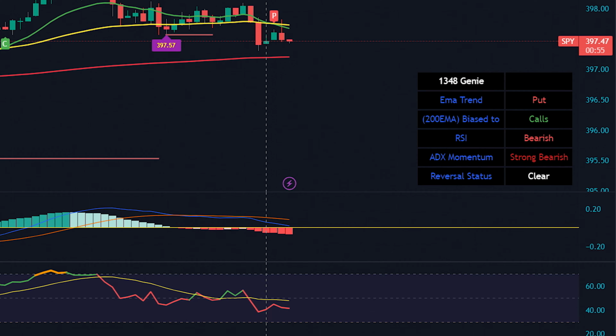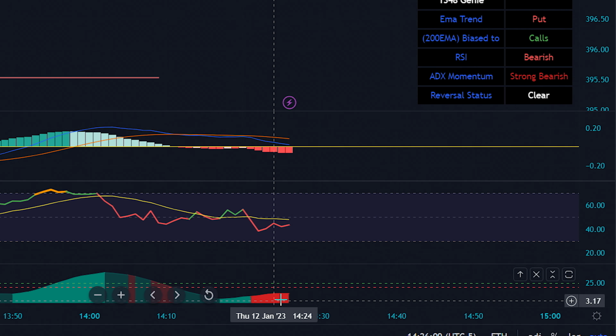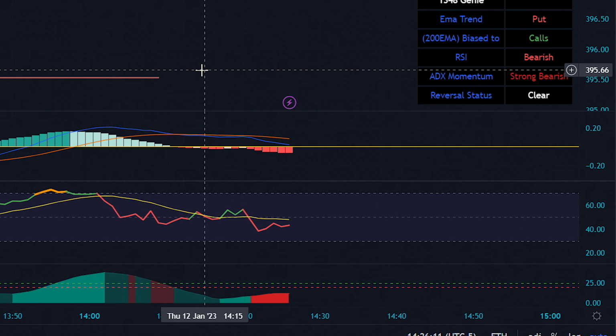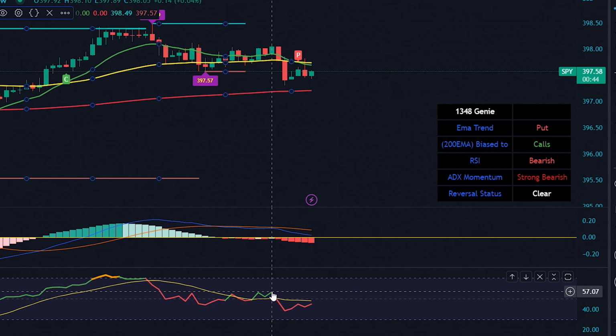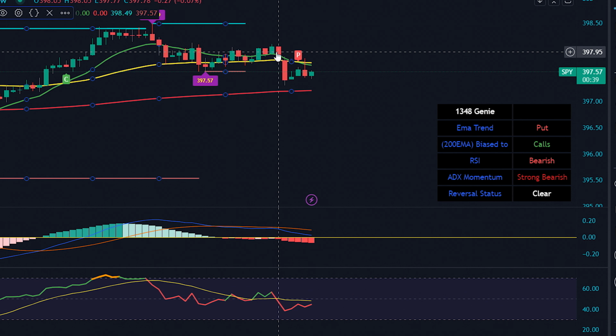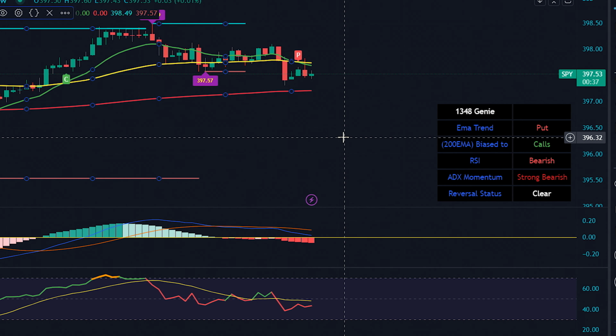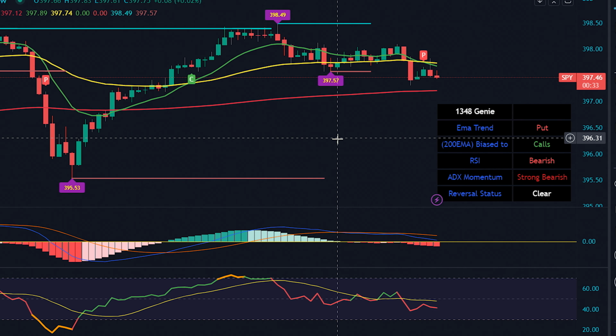Now, ADX, you can see ADX showing strong bearish momentum highlighted in deep red. I hope this is making sense to you guys, because even here on the 1 minute, you could see once RSI breaks below its moving average, price action breaks below its 13 and 48 EMA. This is some powerful stuff, but wait, there's more.